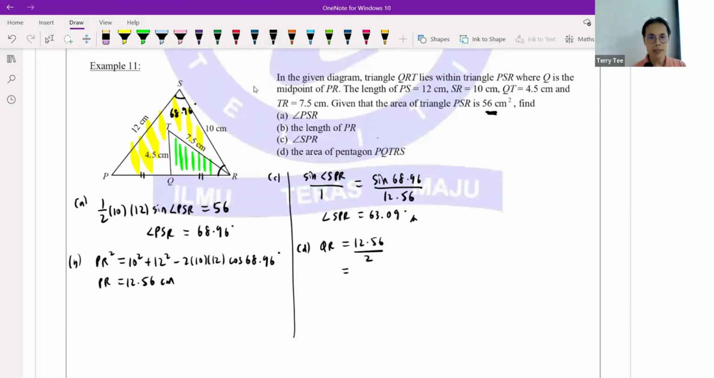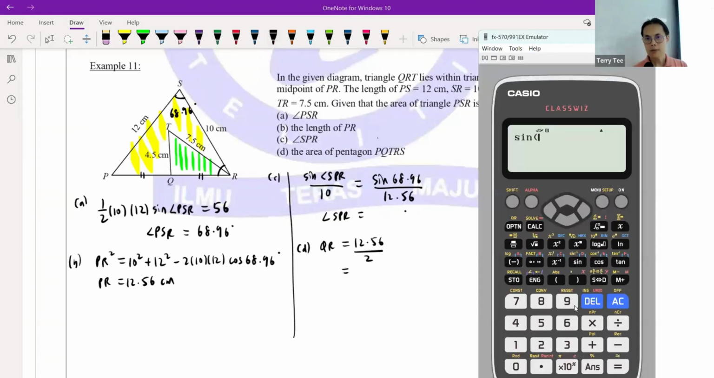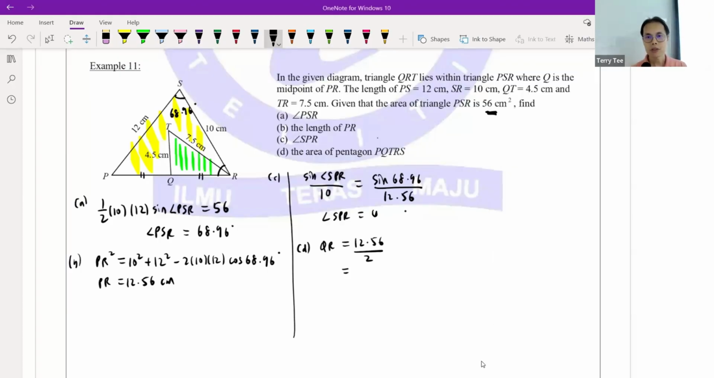Okay, sorry. So that means this angle is different. Okay, thank you. Let's do this again. Sine 68.96 divide 12.56 multiply by 10. Shift sine, answer equals. You got this answer, 48.00 if you round off. Okay, this one will be 6.28, right? 6.28, nice number.